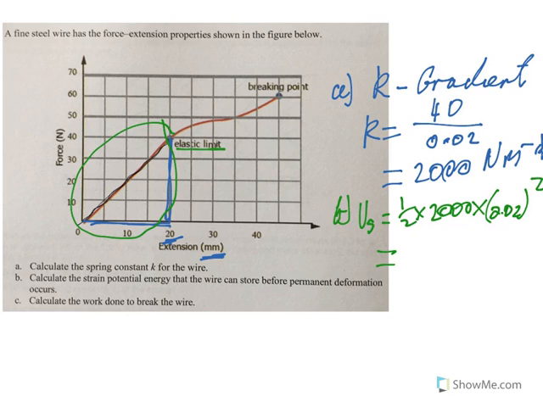So 0.5 times 2,000 times 0.02 squared becomes 0.4 joule of energy. All right. Now the last bit, part C, says calculate the work done to break the wire. So that's up to here. So the work done to break the wire, and remember we've got a force extension graph. So for C, the work is the area.